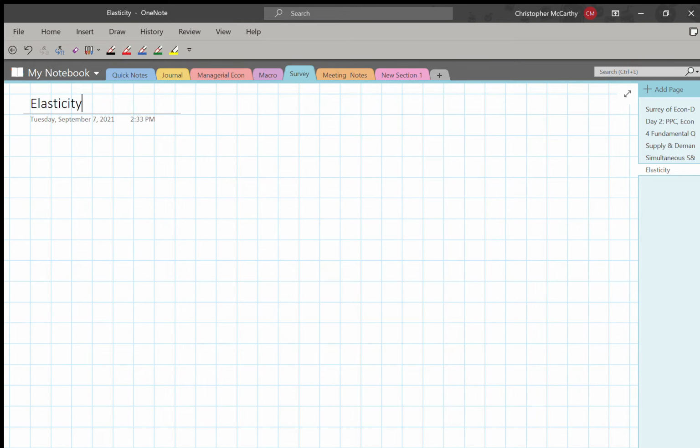So the main gist of this chapter is to talk about the fact that not all goods have the same kind of responsiveness. So what do I mean by this?